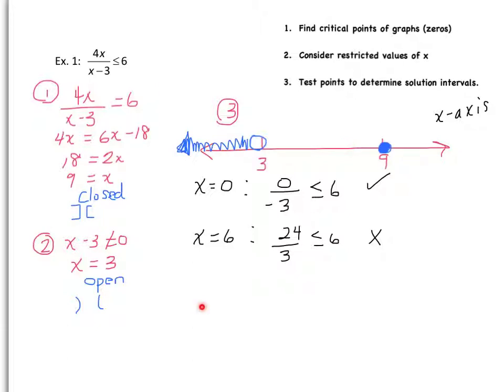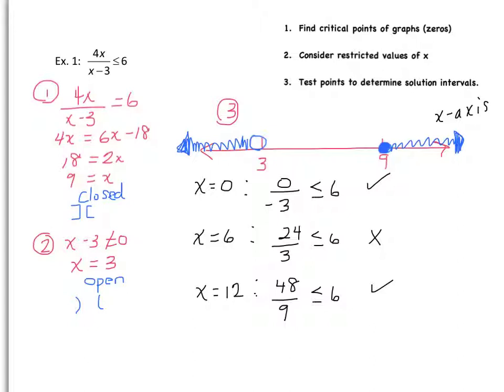Lastly, I'll check a value that is greater than 9. I'll choose 12. Substituting 12 for x, I get a statement that says 48 over 9 is less than or equal to 6, which is true. 48 divided by 9 is 5 1/3, which of course is less than 6. So that lets me know that the interval above 9 also contains solutions. So how do I write my solution?